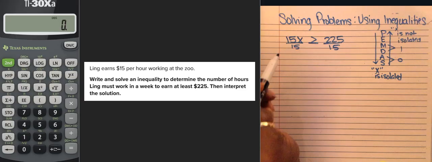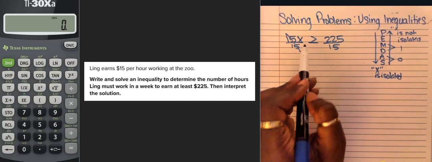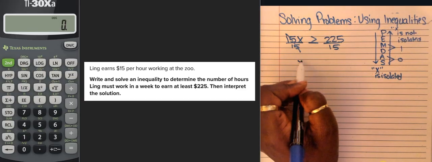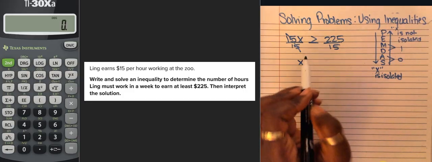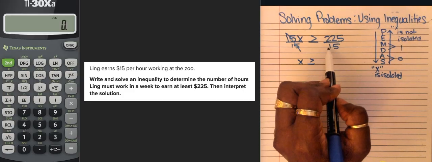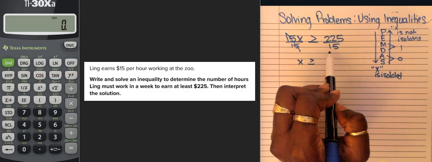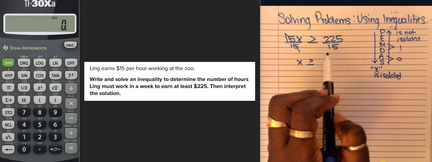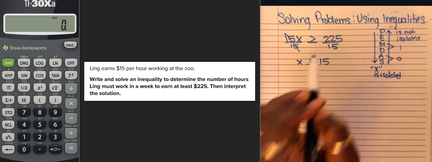By doing that, 15 divided by 15, we end up with 1x. So I'm just going to put an x down here. We'll bring our inequality sign down. And then we have 225 divided by 15. Well, I know that 15 times 15 is 225. So that answer is going to be 15.